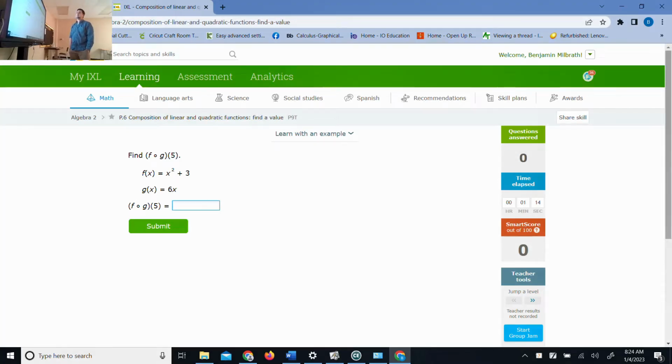So today I'm looking at IXL P6, which is the composition of linear and quadratic functions. It's find a value.